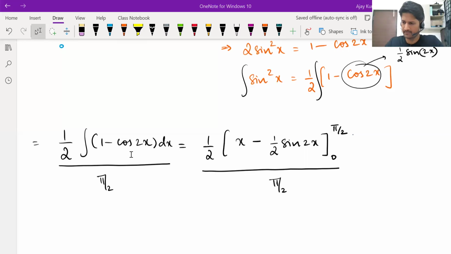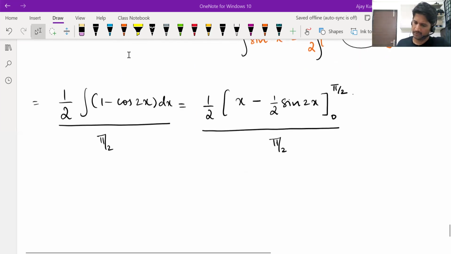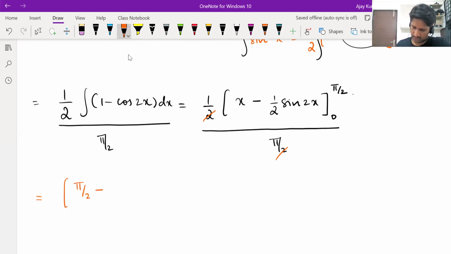Any answer? Okay, let's substitute the upper limit. This by 2 can be cancelled. I'll do that. And then in the numerator, you will be left with pi by 2 minus half sine 2 into x. 2 into pi by 2 is pi. Okay, that's what you get when you substitute the upper limit minus. Now substitute the lower limit. You get 0 minus half sine 2 into 0, that is 0. The whole thing becomes 0.